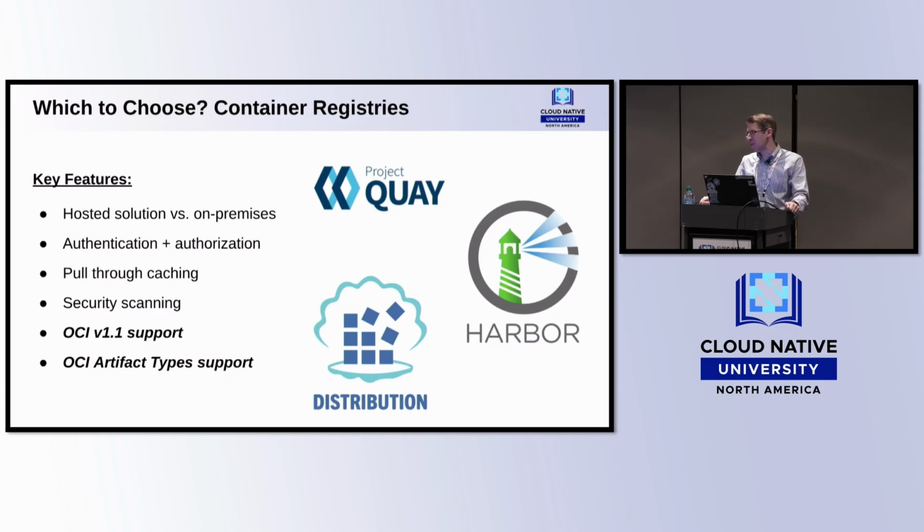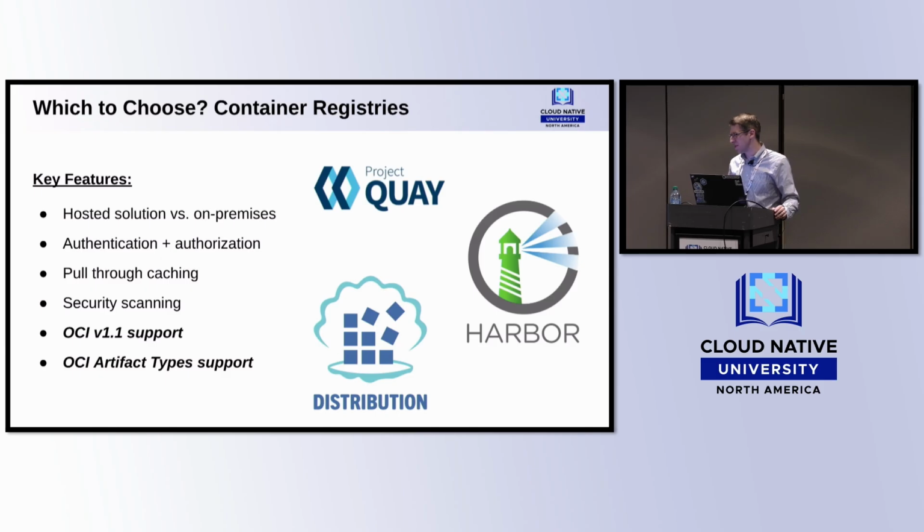So OCI 1.1 has a feature called the Refers API that lets you set relationships between the container images on the registry. This is really powerful and is used a lot in the software supply chain space that I work in these days. In addition, not all container registries support arbitrary OCI artifact types. Particularly for hosted container registries, they might not let you store things such as Helm charts.